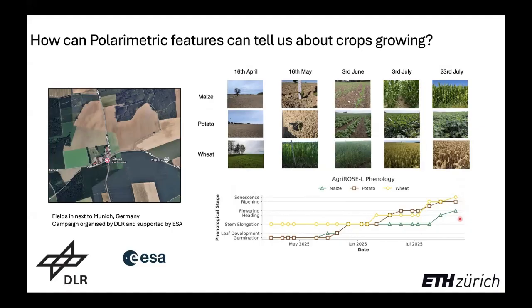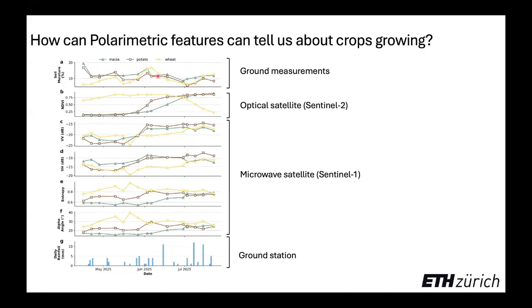And so why do we actually care about this? Well, you have your ground measurements, which is soil moisture. For example, here, I compared with some optical satellites, Sentinel-2, for a vegetation index. So how green is the plant over time? And you can see that the x-axis here is the date from the start of the campaign to the finish. And then I can also correlate this with my microwave satellite metrics.